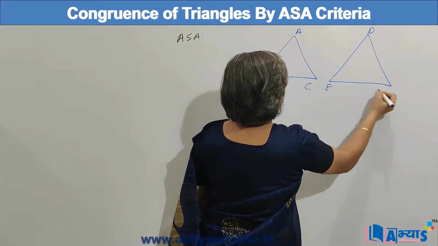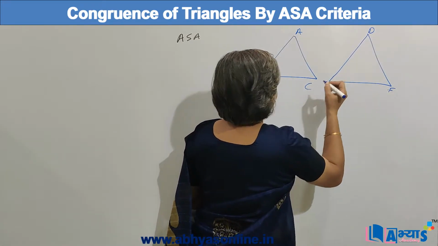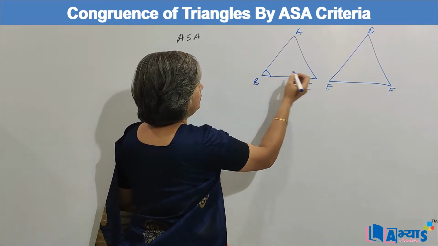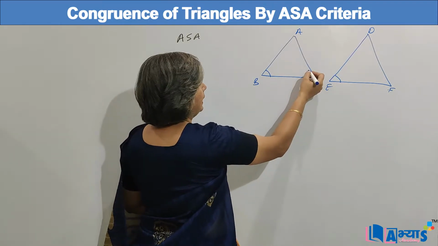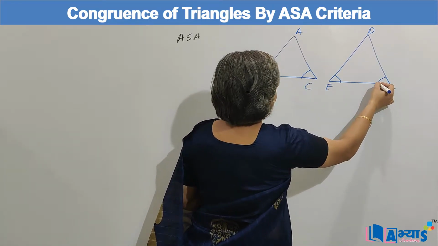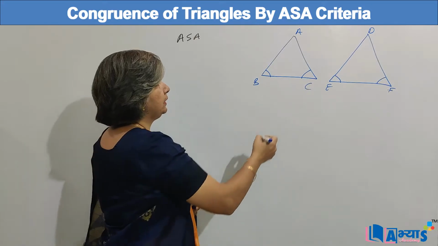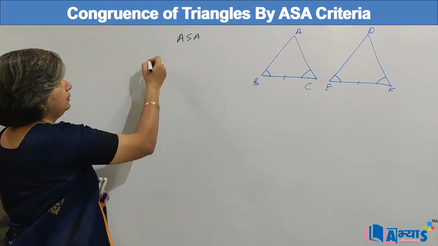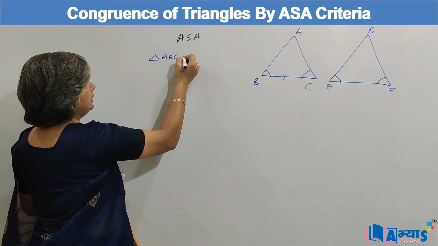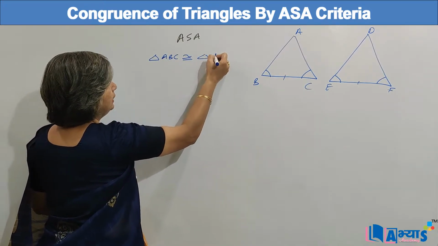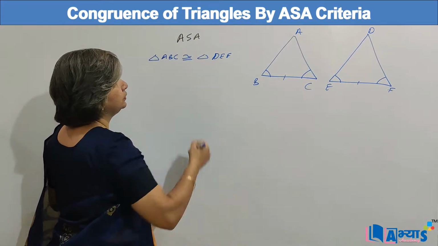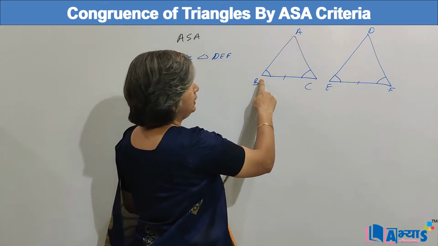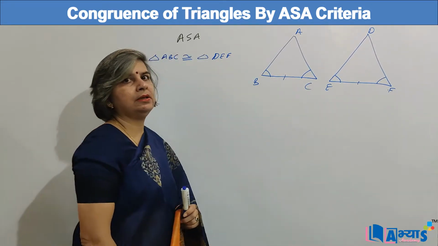D, E and F. They are said to be congruent if what we have been given, angle B is equal to angle E, angle C is equal to angle F, and we are given that BC is equal to EF, and we have to prove that triangle ABC is congruent to triangle DEF. So this is the ASA criteria, angle, included side and the other angle.